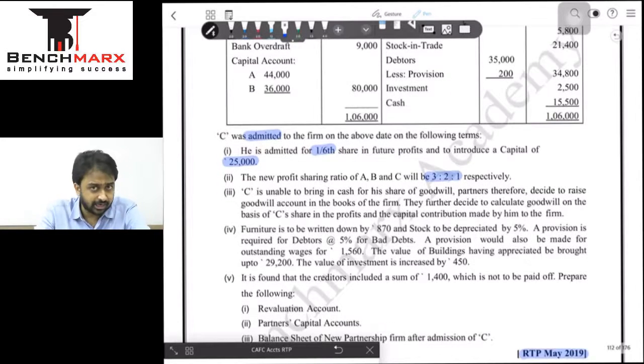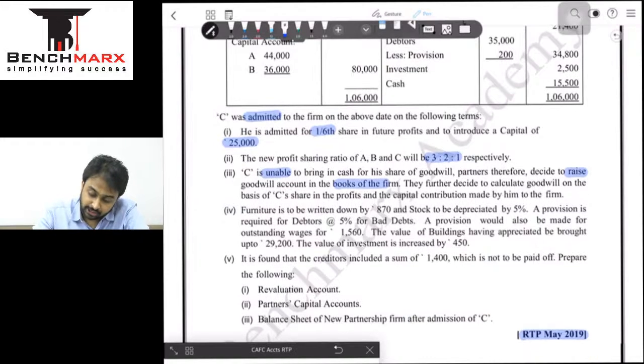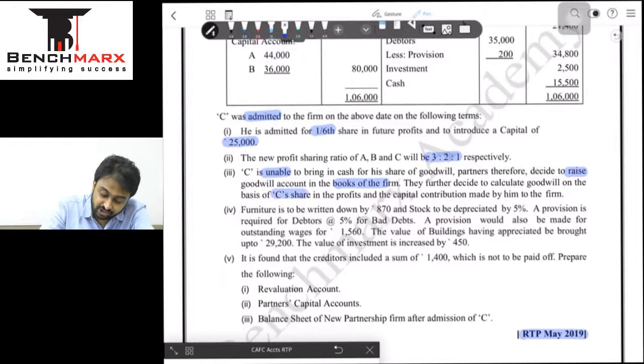Okay. C, that is the incoming partner, is unable to bring cash for his share of goodwill. In case the incoming partner is not able to bring cash, then we normally have adjustment among the partners' capital for goodwill. Okay. Therefore, they decide to raise the amount of goodwill in the books of the firm. So, if they have to raise goodwill, then we have to debit the goodwill and credit the old partners in the ratio of their PSR. Okay. They further decide to compute the goodwill on the basis of C's share in profits and the capital contribution made by the firm.